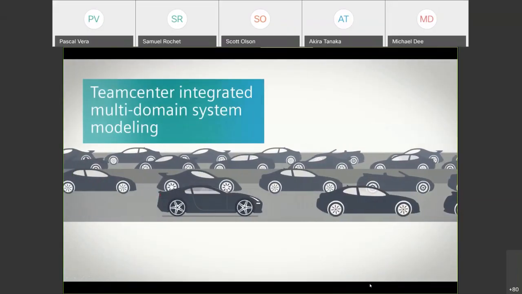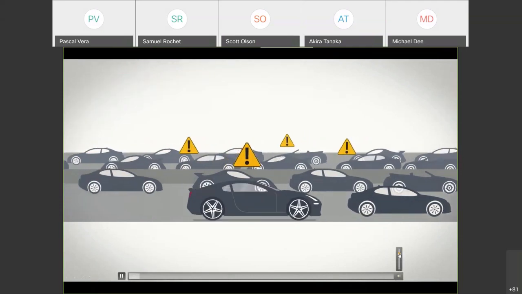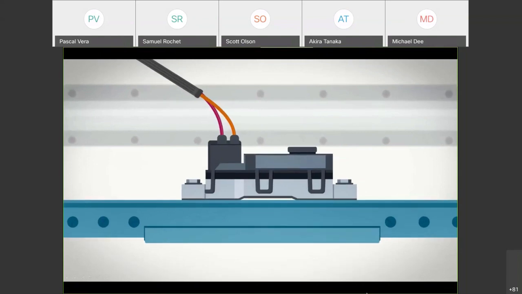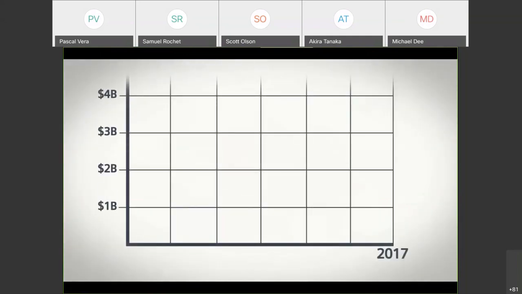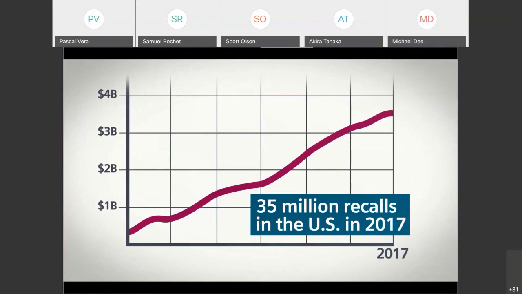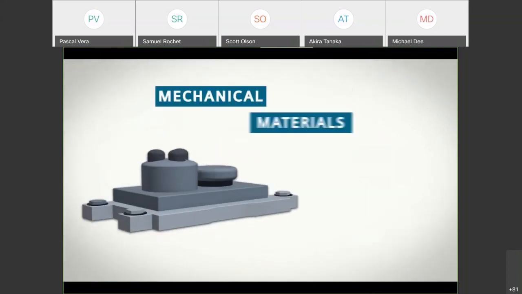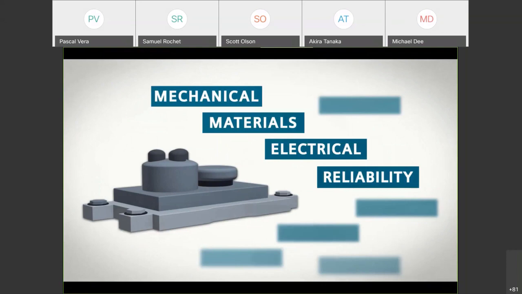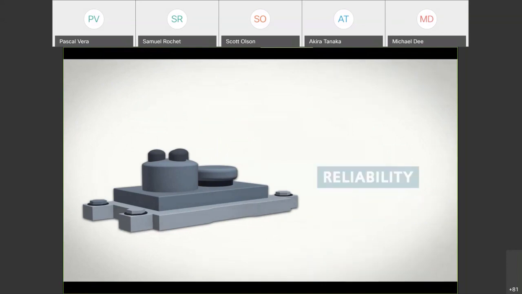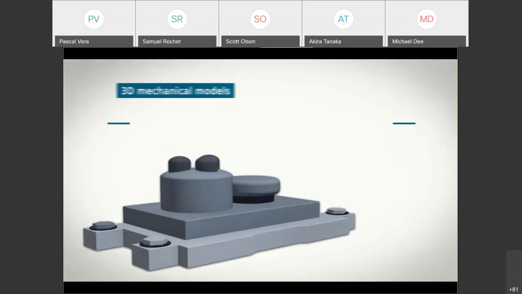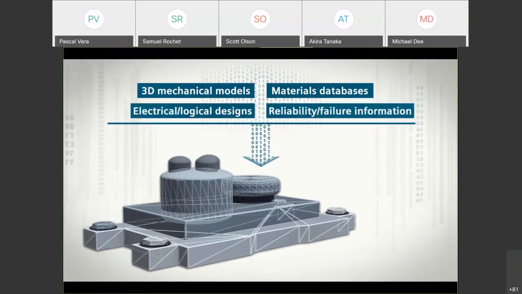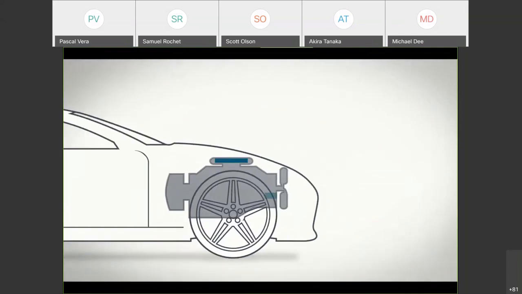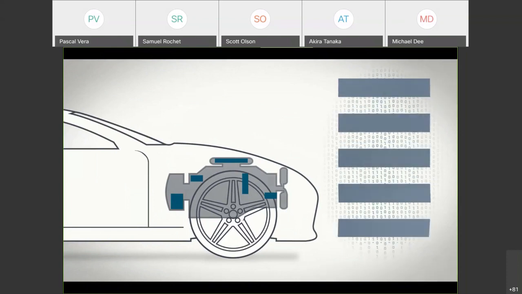What happens when a cross-product design flaw goes undetected? In complex, interrelated electrical, mechanical, and software systems, a small flaw can mean big problems and costly recalls. In fact, in 2017 in the U.S., there were nearly 35 million such recalls, costing $3.5 billion in direct costs to manufacturers. Many of these design flaws happen at the discipline boundaries, where today's disconnected development processes and discipline-specific tools don't go. In order to catch these cross-boundary problems, designers need 3D mechanical models, materials databases, electrical logical designs, reliability failure information, and more. And they need to see each discipline's connections and relationships simultaneously to see the cross-discipline problem.